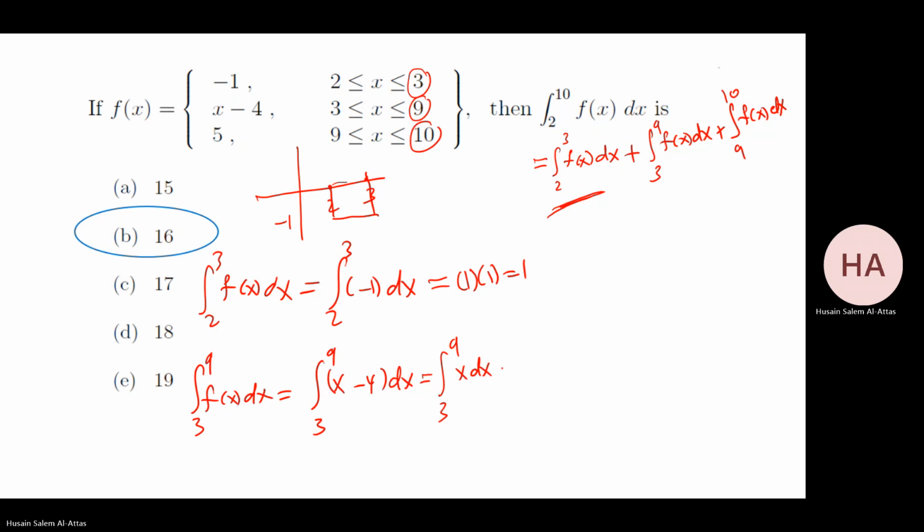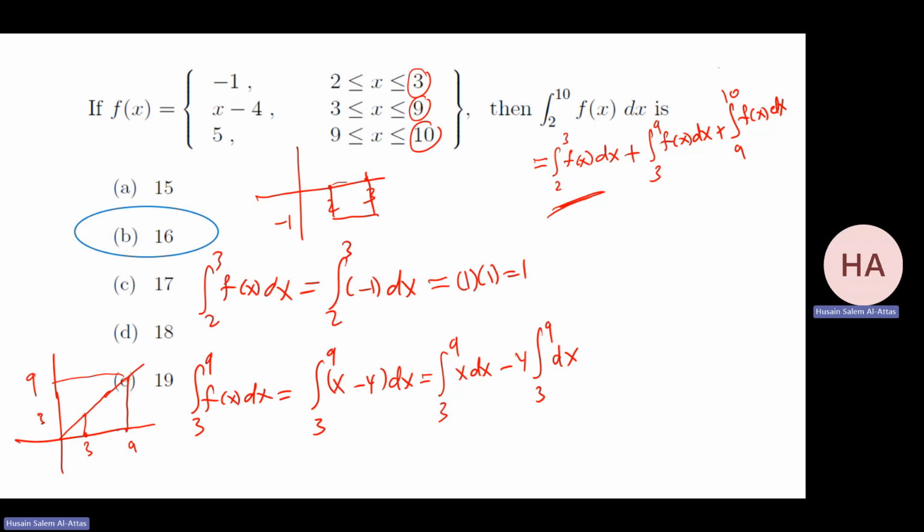The integral from 3 to 9 of x dx, minus 4 times the integral from 3 to 9 of dx. I want it from 3 to 9 only. This is 3, and this is 9. So I want this triangle. It will be half, 6 times 3, which is 9.